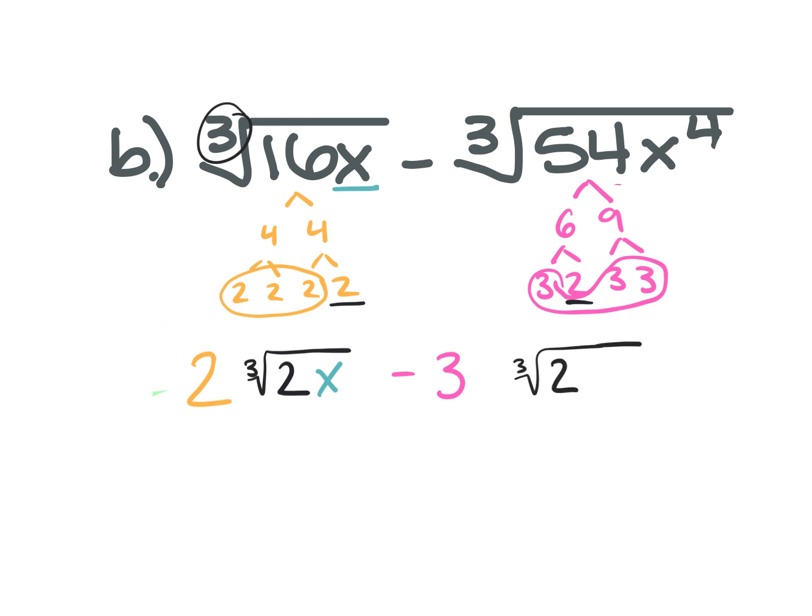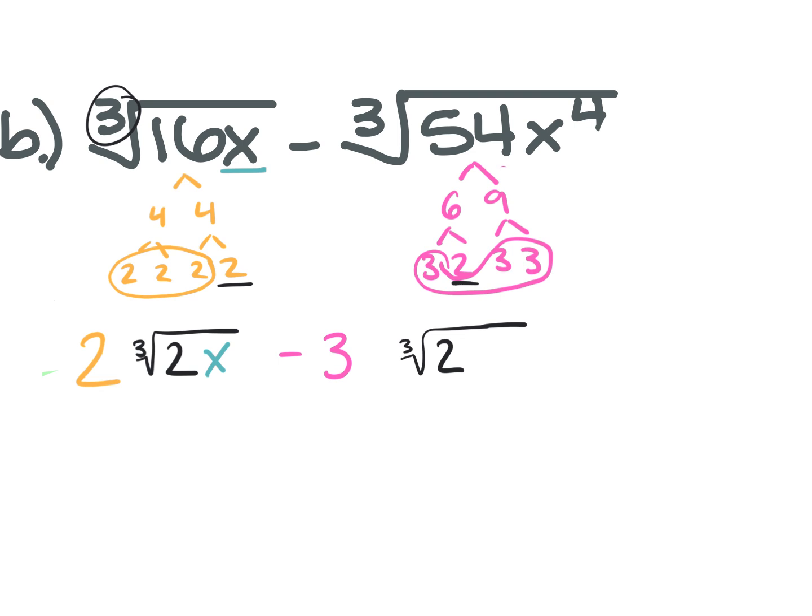Let's do the same thing with the x's. Everybody with me so far? All right, let's break down the x's. How many x's do we have? We've got 4. How many are we going to circle? 3. So how many come to the outside? 1x. How many stays on the inside? 1x.